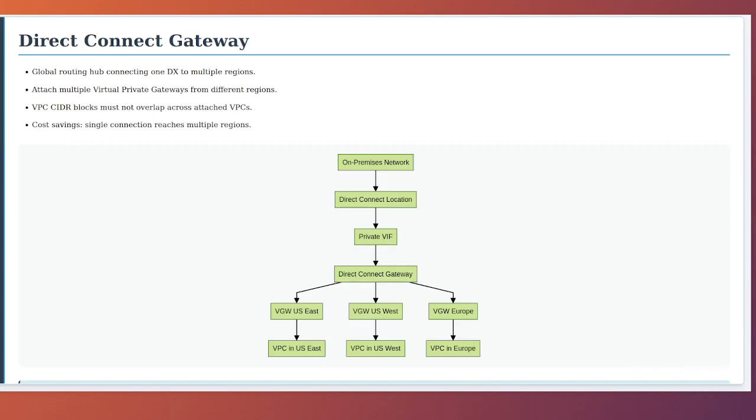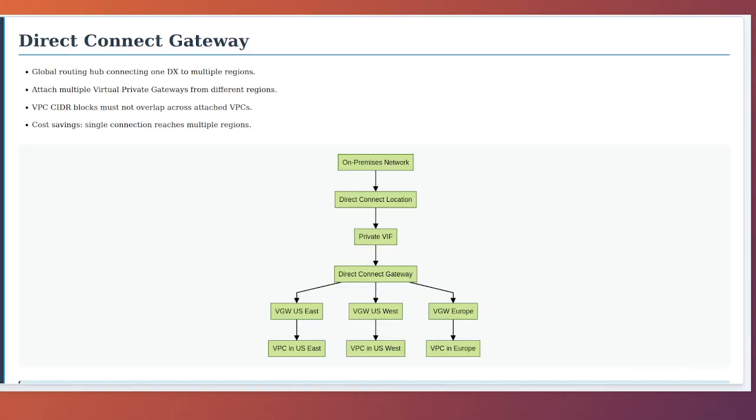Direct Connect Gateway. Direct Connect Gateway is a powerful feature that solves a common challenge in multi-region AWS architectures. Let me explain the problem it solves and how it works. When you create a standard private virtual interface on a Direct Connect connection, you attach it to a virtual private gateway, and that virtual private gateway is associated with a single VPC in a single AWS region. This means if you want to access VPCs in multiple regions, you would traditionally need to establish separate Direct Connect connections to each region, which is expensive and complex to manage.